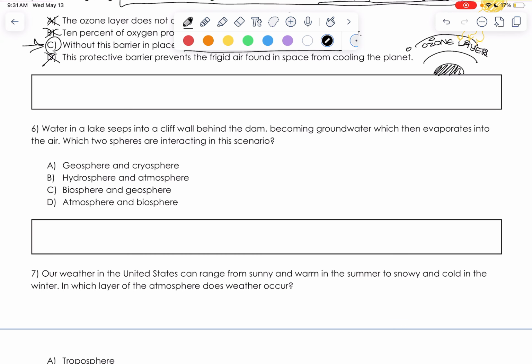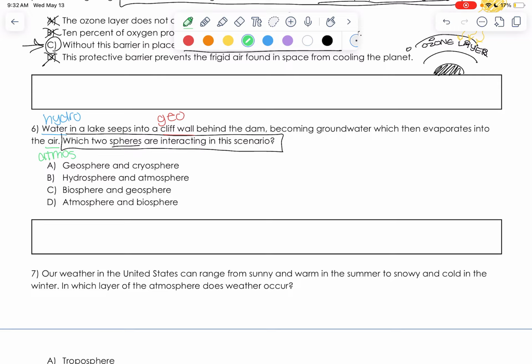Number 6, water in a lake seeps into a cliff wall behind the dam, becoming groundwater, which then evaporates into the air. Which 2 spheres are interacting in this scenario? So I see this one being a little bit trickier for us, because when we identify the spheres, I see water in the lake, that's hydro, seeps into a cliff wall behind the dam, so this cliff may be geosphere, becoming groundwater that evaporates into the air, that is atmosphere.